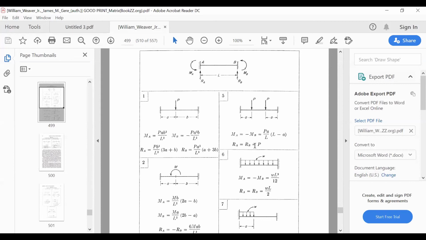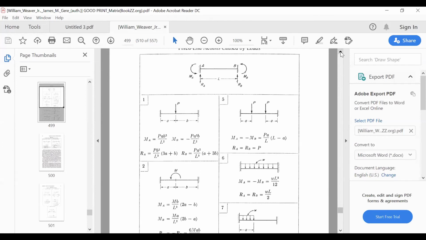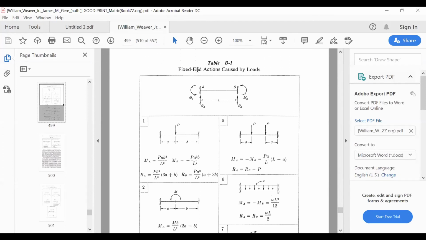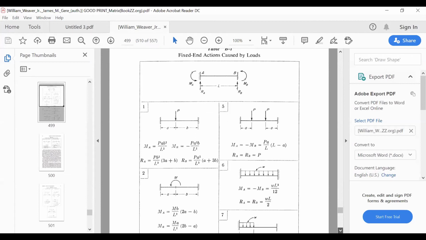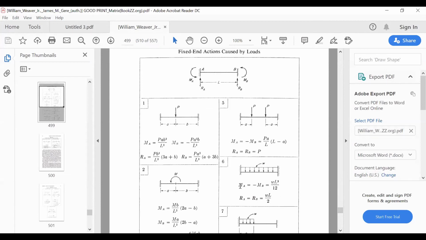Can all of you see these pages? Yes. In the book, at the backside, there are formulas given. You can see here the fixed end moments, action caused by the external load. You can also check the sign convention. They have shown anti-clockwise as positive, so MA and MB are in the anti-clockwise direction. The 6th point, which we are more interested in right now, is the UDL on fixed beams.